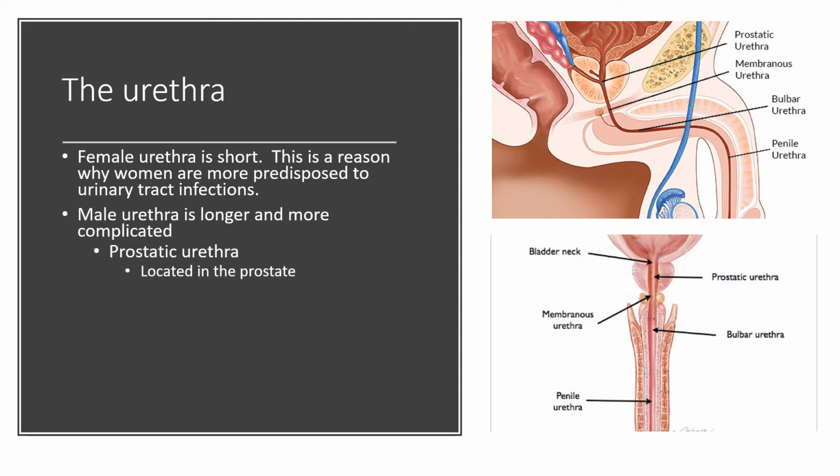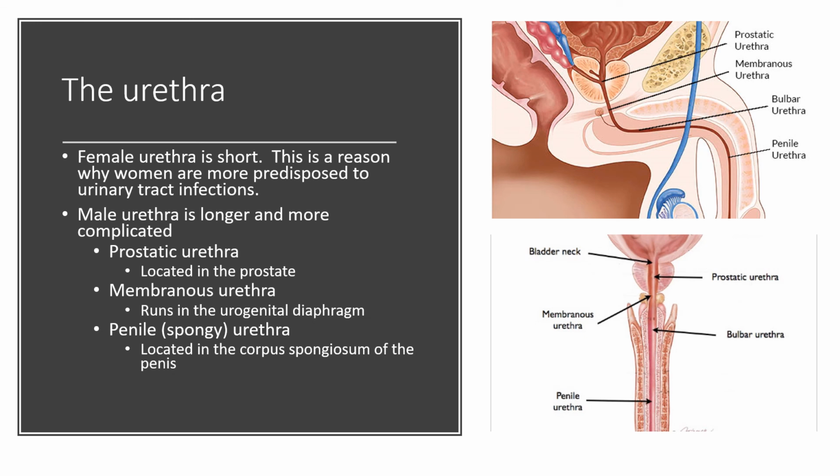You have the prostatic urethra, which runs through the prostate. You have the membranous urethra, which runs in the urogenital diaphragm. And the urogenital diaphragm is basically a muscular sling that spans across the bottom of the pelvis. Your urethra passes through there. In women, the vagina, and in men, even the anus passes through this urogenital diaphragm. And then you have the penile, or the spongy urethra, which is located in the corpus spongiosum of the penis.